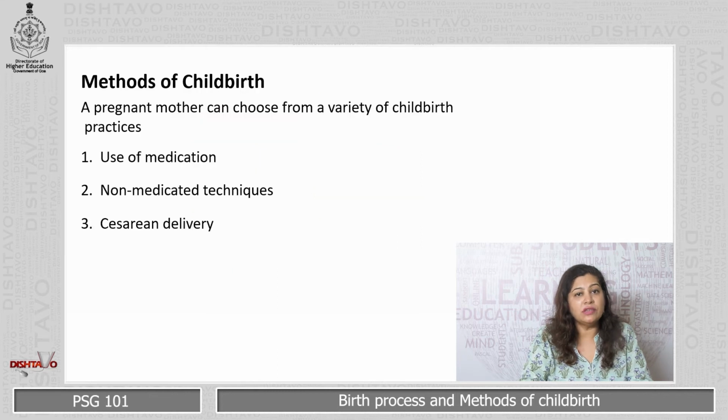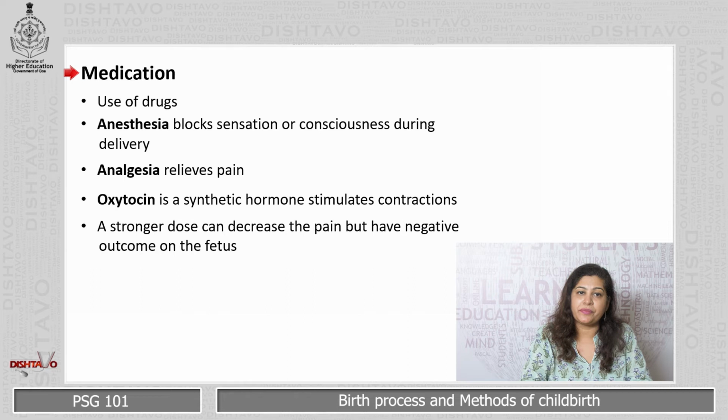We now move on to the methods of childbirth. A pregnant mother can choose from a variety of childbirth practices. These include use of medication, non-medicated techniques, and cesarean delivery. Medication involves the use of drugs. These include anesthesia, used to block sensation or consciousness during delivery.